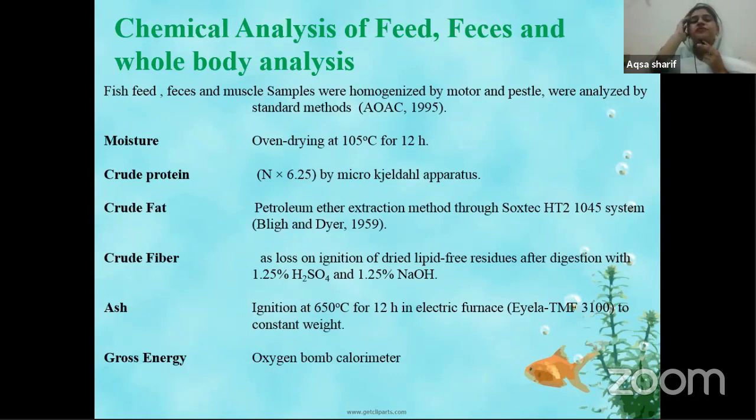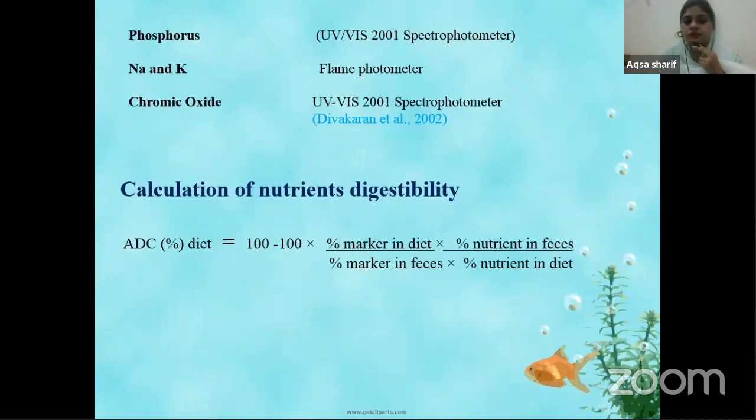Chemical analysis of feed, feces, and whole body analysis, and the same methods were again followed. Moisture was determined by oven drying at 105 degrees Celsius for 12 hours. Then crude protein was determined by the micro-Kjeldahl method. Crude fat was determined by petroleum ether extraction method. Crude fiber was determined as loss on ignition of dried lipid-free residues after digestion with 1.25% sulfuric acid and 1.25% sodium hydroxide. Similarly, ash was determined, and gross energy by oxygen bomb calorimeter.